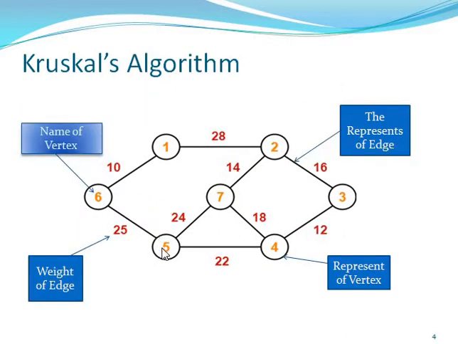We can show that this 25 is the weight of an edge. This is the weight between 6 and 5. And this is the name of a vertex. What is a vertex? This round is called the representation of the vertex, and this is the representation of edges. So this is the basic concept: what the weight is, what the vertex is, the name of a vertex, and the representation of edges.